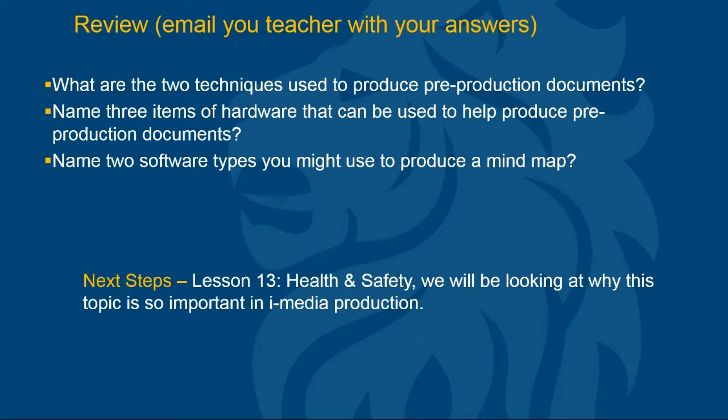So what are the two techniques used to produce pre-production documents? If you've done that table, that should be easy. Name 3 items of hardware that can be used to help pre-production documents. You can always rerun the video to find those. And name 2 software types that you might use. And here we go. This is the bit where I say software types. Okay, so there are 2 things that you could use there. Again, if you're not sure, go back over the video and it does actually tell you what those will be.